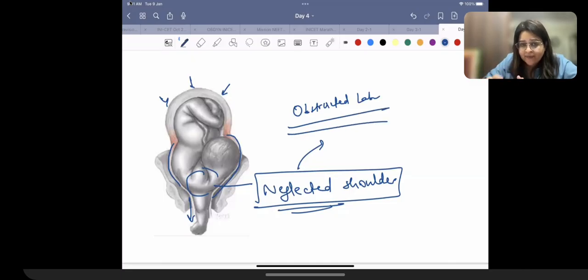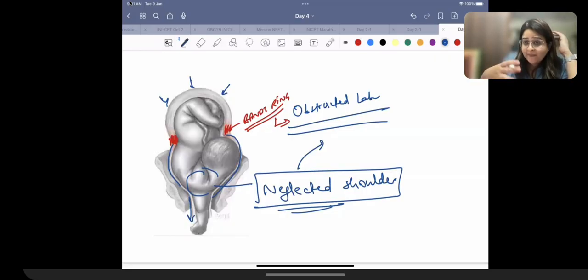Eventually, what's going to happen? And can you see this red line shown here? What ring is this called? This is called Bandl's ring. You must have heard of Bandl's ring. It is a ring which is clinically seen on the abdomen between the upper segment and the lower segment. It is a feature of obstructed labor.